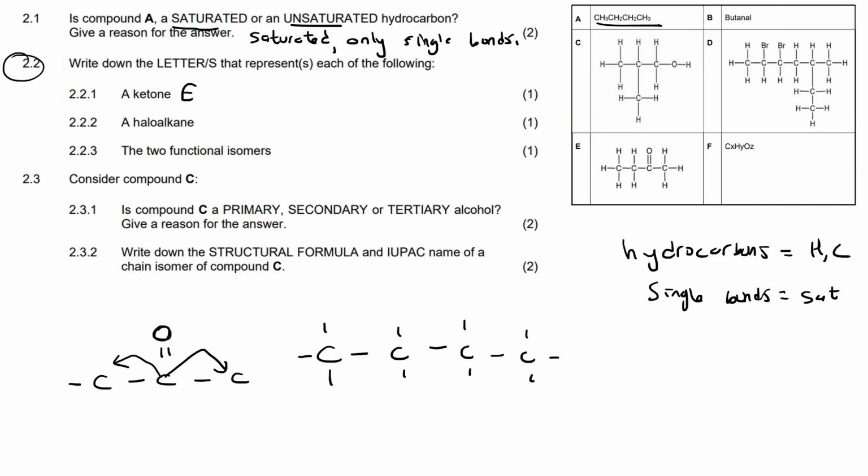Okay, 2.2.2. A haloalkane. So a haloalkane, let's have a look. So that would be D. We can see that it's got the halogens over there, and so that is a haloalkane. So we'll just say D.